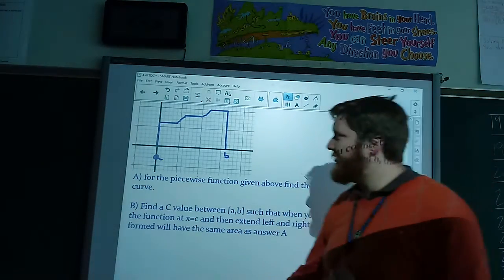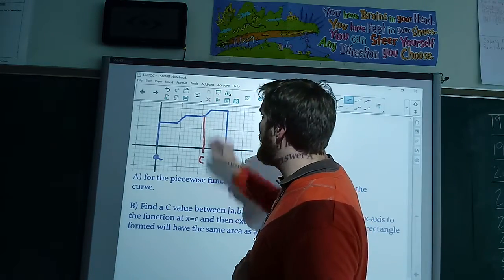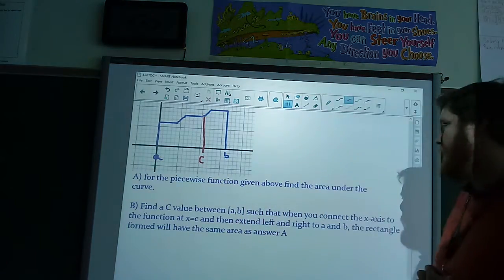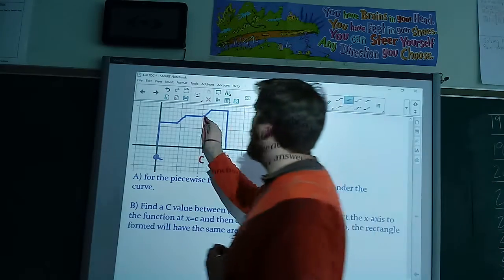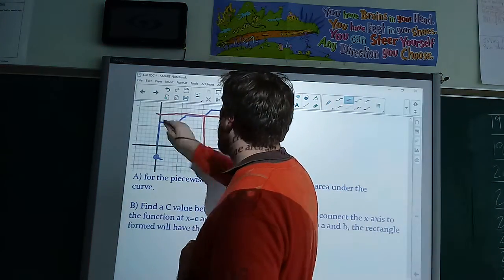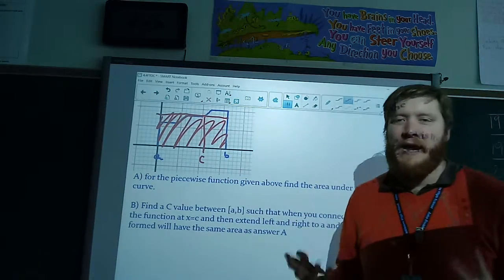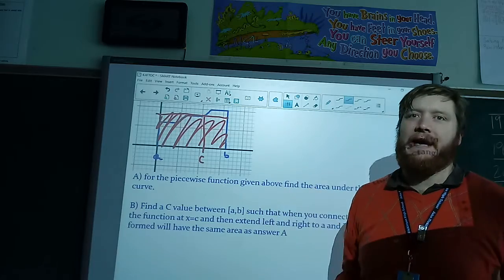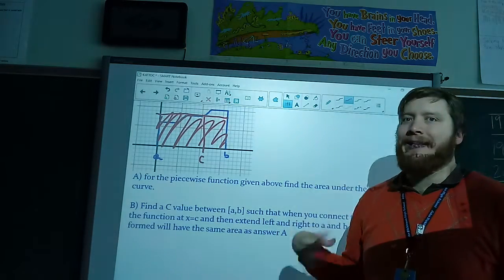Then we're going to find a C value somewhere on this interval where if I go boom like that, and then boom, boom, this filled in rectangle has the same area as that whole thing there. It does exist, it is here, and so I'm going to let you do that.